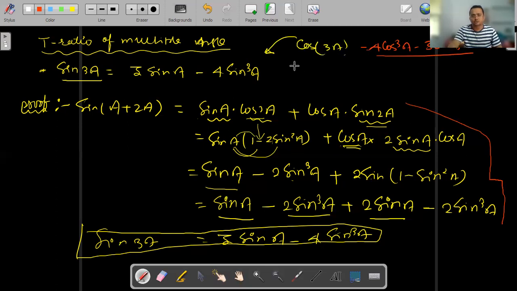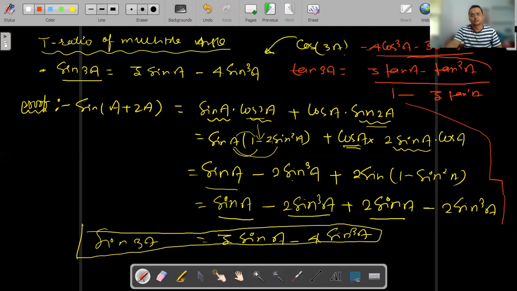And the last formula is tan 3A. What is the formula of tan 3A? Tan 3A is equal to 3 tan A minus tan cube A divided by 1 minus 3 tan square A. Hope it is clear to you. Clear?